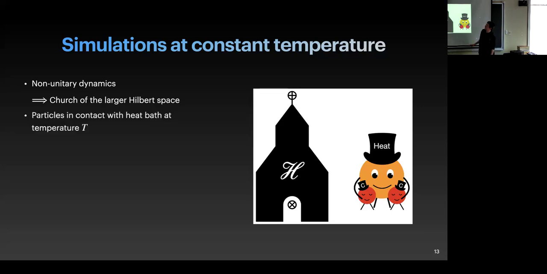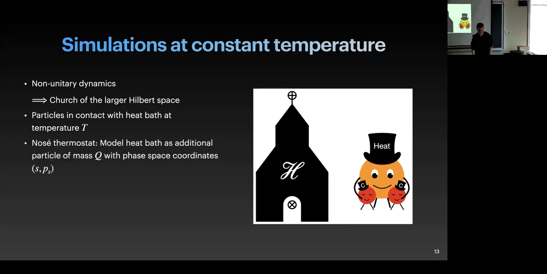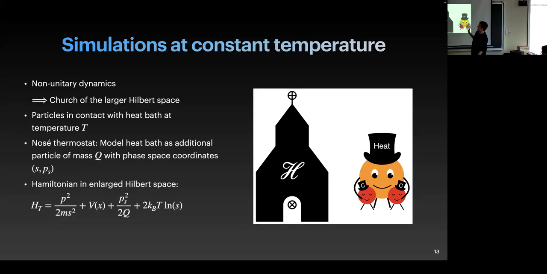And the idea is essentially that we want to put our particles in contact with a heat bath at a certain temperature T. And there are ways to extend your Hilbert space to essentially just look at a larger Hilbert space, do simulations in the larger Hilbert space, and then just trace out the bath degrees of freedom to obtain the correct constant temperature dynamics of the real system. Okay.